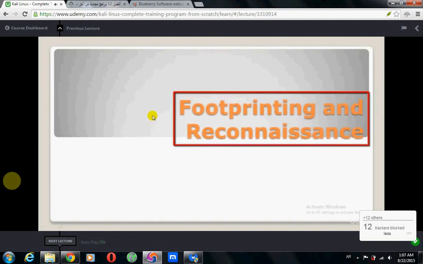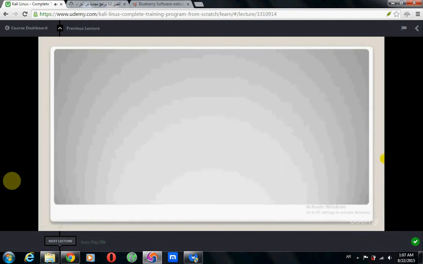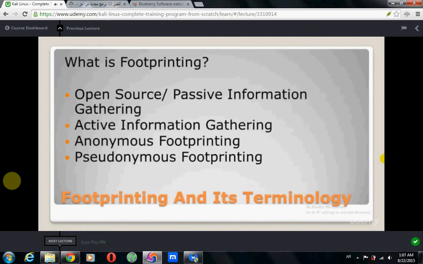Okay, so footprinting and reconnaissance is what we would be learning today. So what is footprinting? These are the several ways of gathering information. Before we go deep into this concept, it is important to know the basic terminology used in footprinting, and these terms will help you understand the concept of footprinting and its structures. So open source or passive information gathering, that is the first one. Open source or passive information gathering, PIG, that's what I call it.